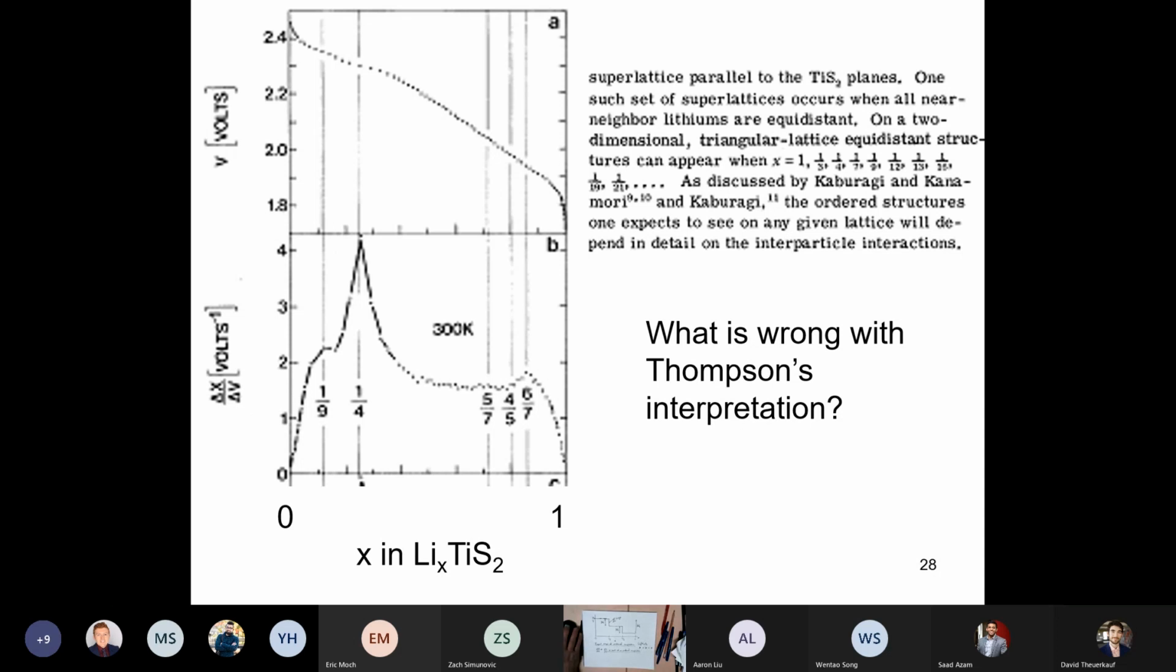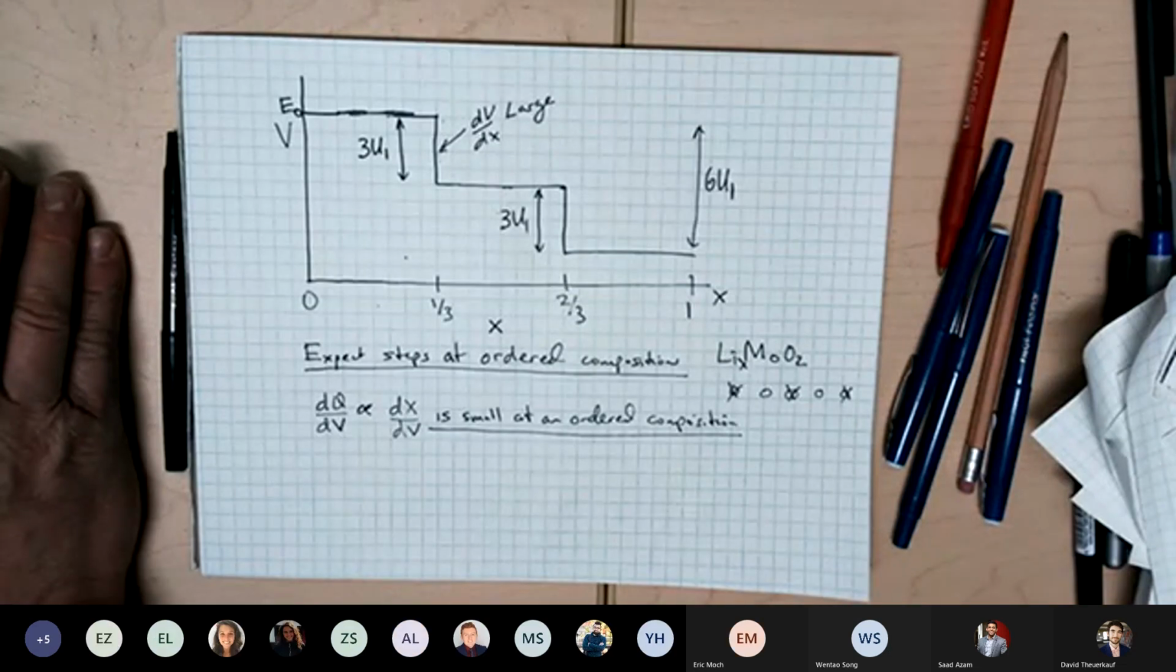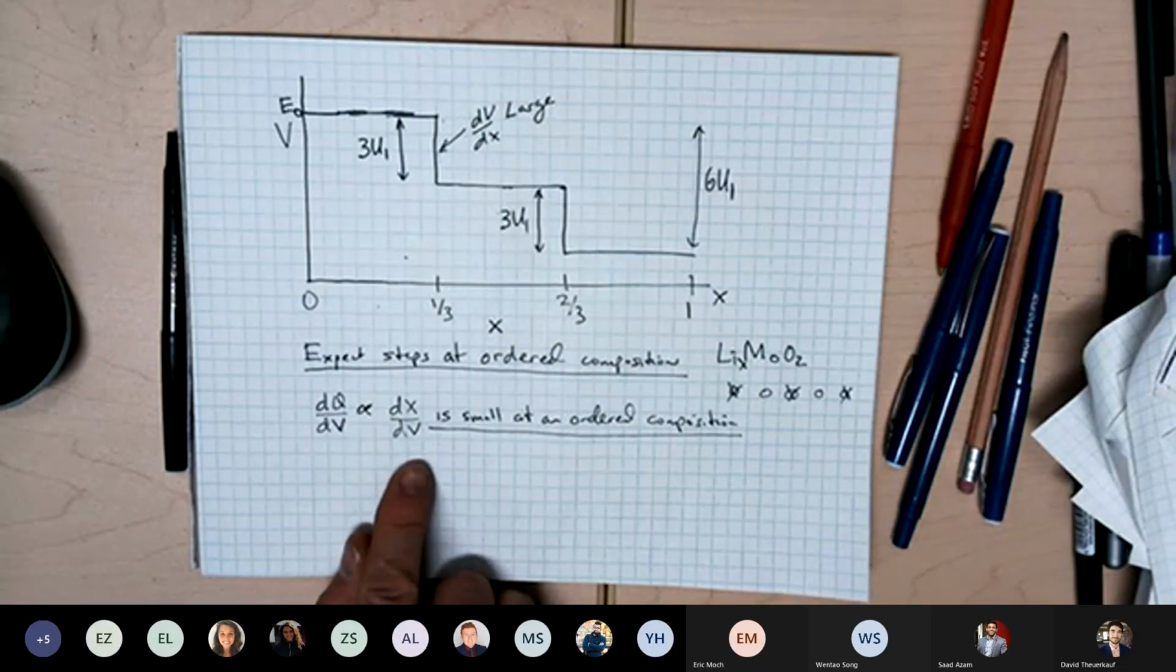Okay. Well, it's a failure of education, which is the story of my life. So we're going to go back to the document camera and look at what we just did. Remember very clearly what happens at dx/dV at the ordered state. You should see the document camera, right?